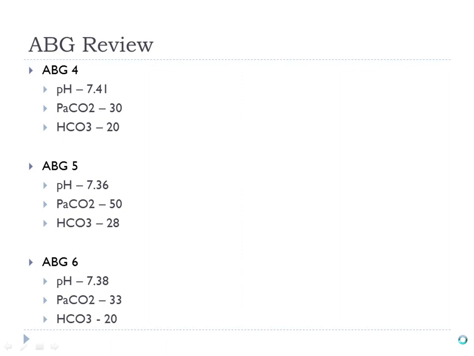Let's look at the next one. First name is compensated, and what's the last name? Acidosis, because it's less than 7.4. Which of these here would cause an acidotic problem? A high acid, right? So it's respiratory, right? So compensated respiratory acidosis, right?